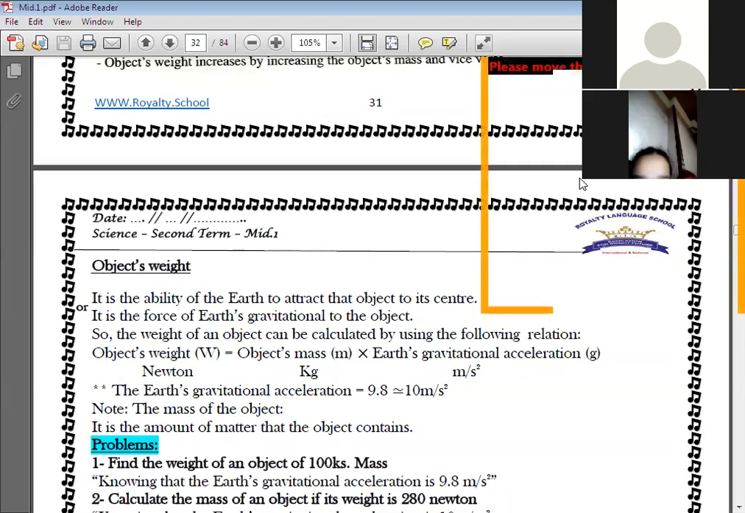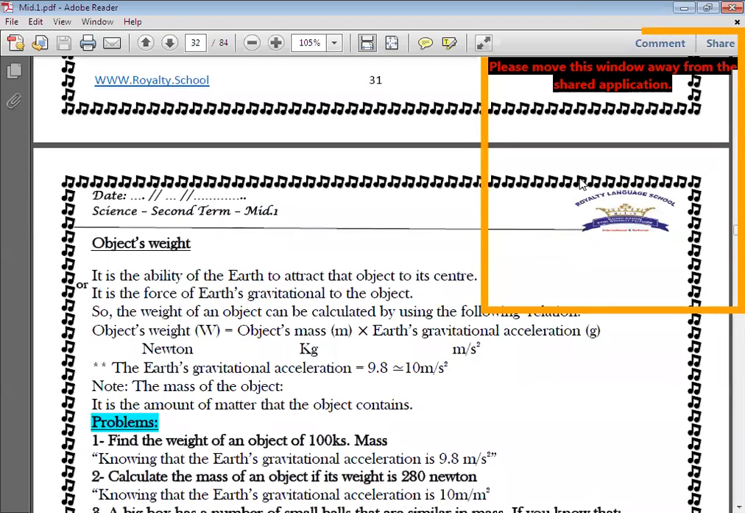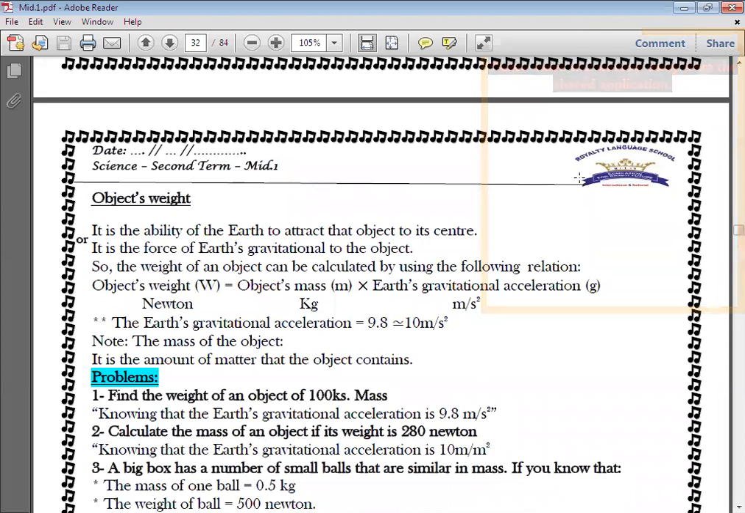Weight is always bigger than the mass because weight equals mass times gravity acceleration. Okay, middle one, any question till this part? Okay, let's continue.